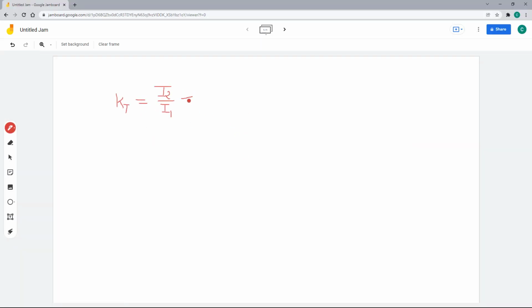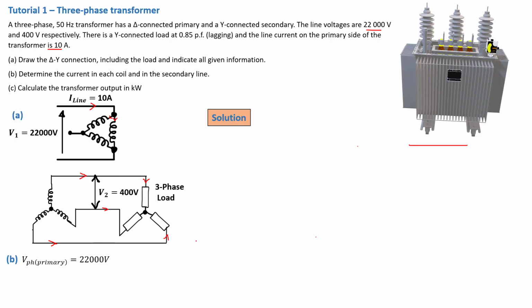But we also know that the same KT is equal to V1 over V2. So that is also the transformer ratio. So from this formula, since we know what V1 and V2 are, we can calculate KT by simply calculating V1 over V2. And that's exactly what we're going to do here, since we know that the transformer primary voltage is 22,000, and the transformer secondary voltage is 400 volt.